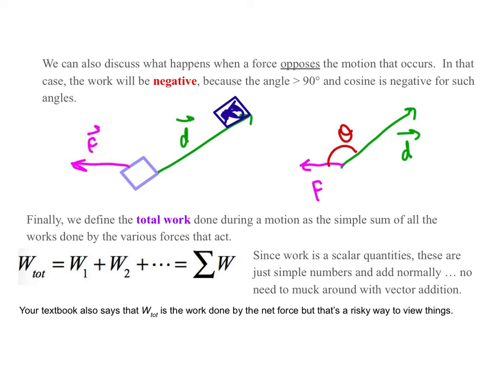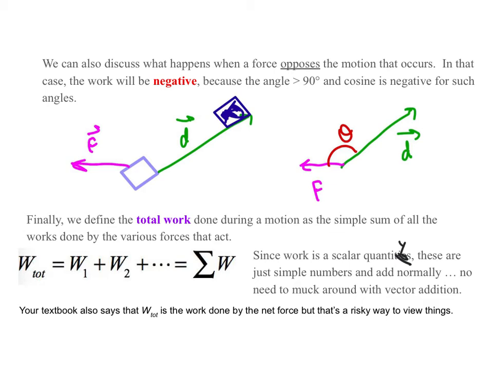And finally, we define the total work done during the motion as the simple sum of all the works done by the forces that act. The total work is W1 plus W2 plus whatever, sometimes written as sigma W. Since work is a scalar quantity, these are just simple numbers and add normally. There's no reason to muck around with vector addition. No tip to tail for work. It's just numbers, just add them, which is nice.